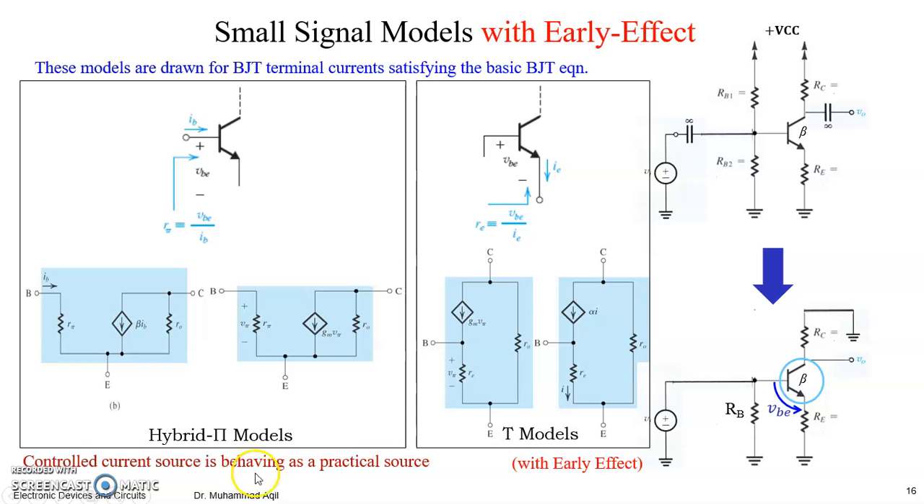So the controlled current source is behaving as a practical source now, because every practical source has its output resistance. A current source would have an output resistance parallel to that current source, and then you can put a load here. And a voltage source has a series resistance. For example, if this is a voltage source not designed by you, but you are using it, your load is this one. So if this source is not ideal, it would also have a series resistance here, right?